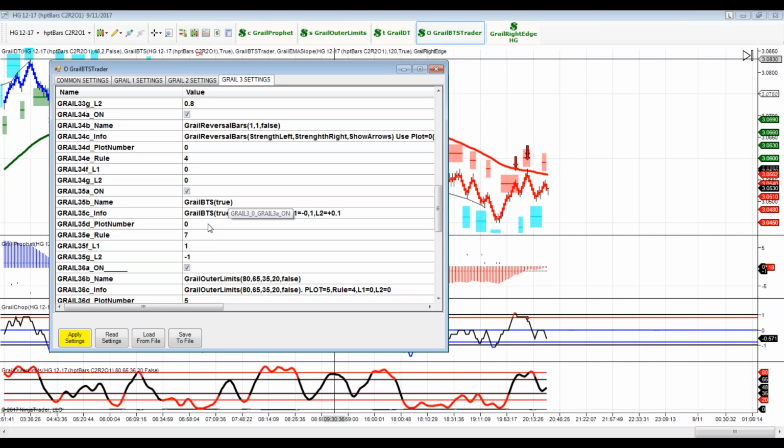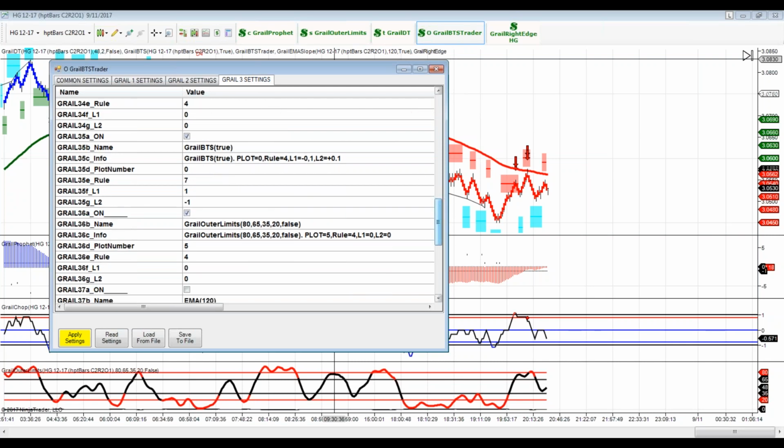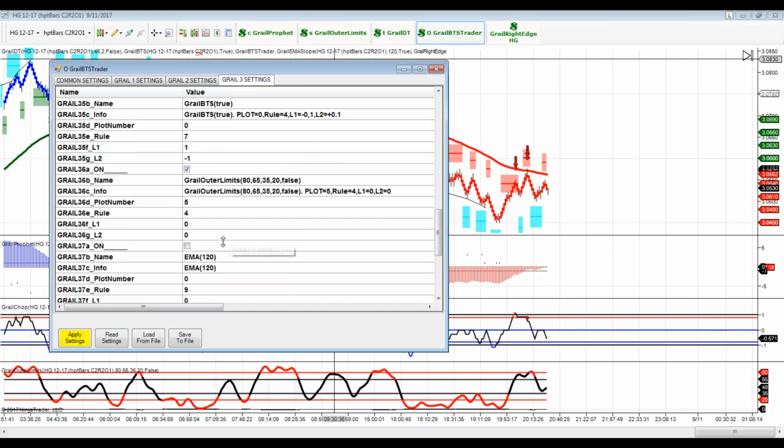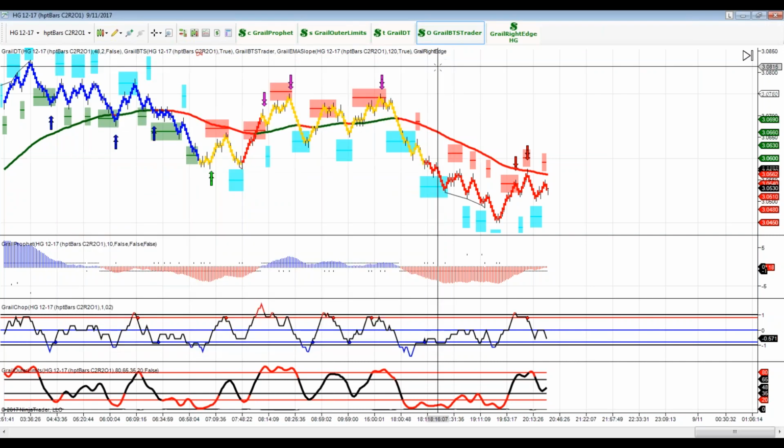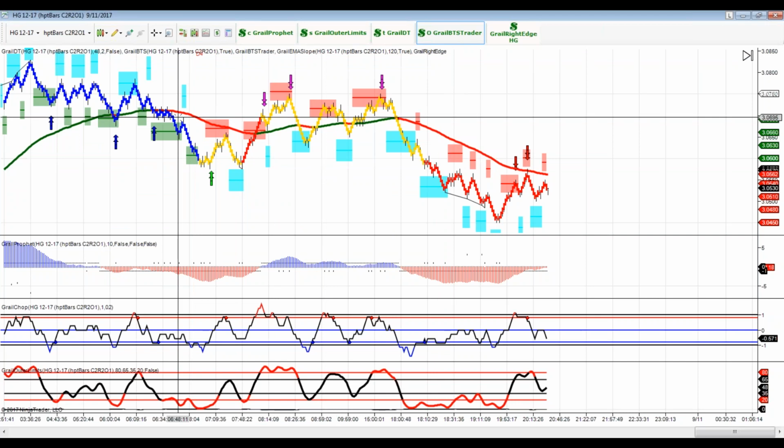We're using the Grail BTS settings of 1 minus 1, meaning we're looking for yellow following red for shorts, yellow following blue for longs. And we're using the outer limits, okay? Notice the EMA is not being used because, like I said, 99% of these trades were going to be opposite to the EMA.